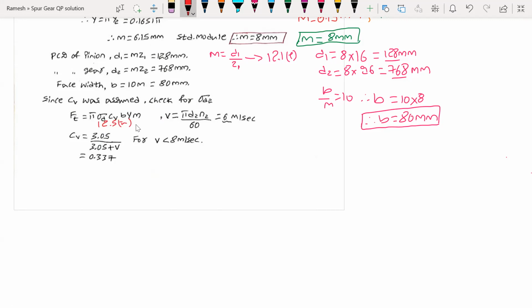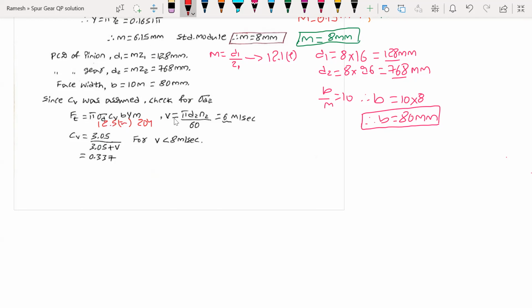12.5a, which is there in page number 204. In this, you need to calculate the sigma d. You need to find out the permissible stress. Before finding this, you need to calculate the CV value.